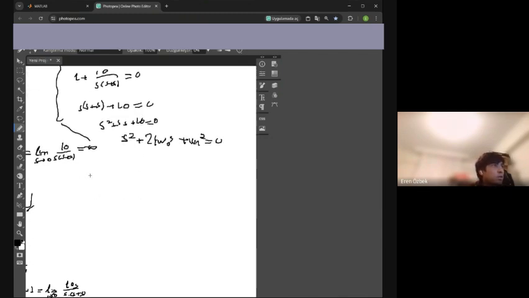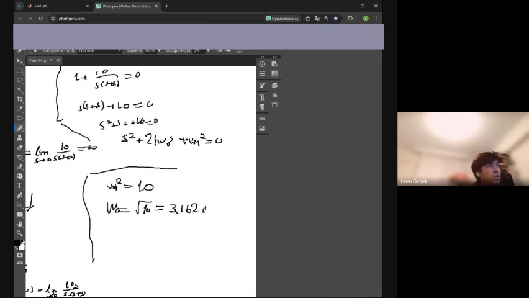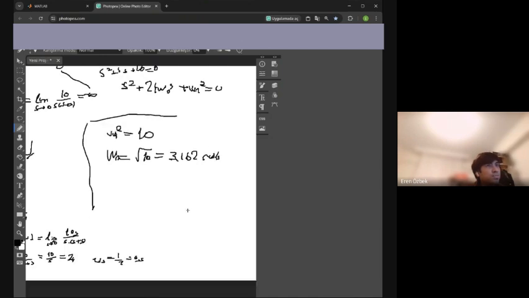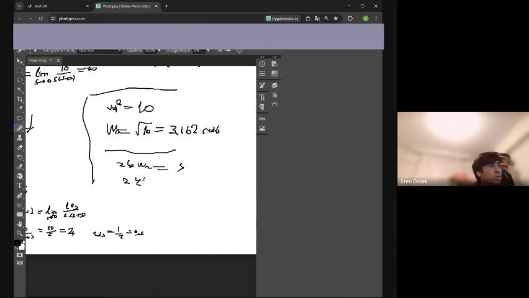Natural frequency: comparison matches the constant term, omega n squared equals 10, so omega n equals root 10, which is 3.162 radians per second. The damping ratio: 2 zeta omega n equals 5, so 2 zeta multiplied by 3.162 equals 5, and zeta is equal to 0.79.